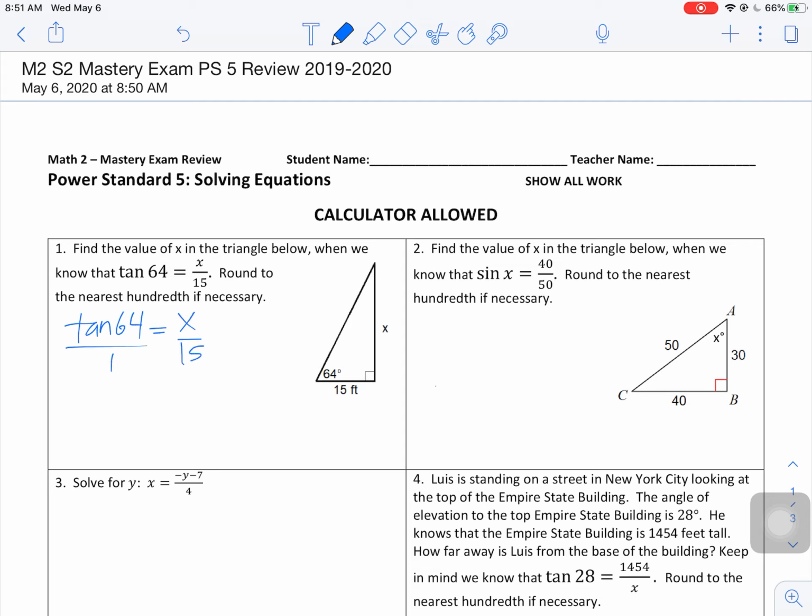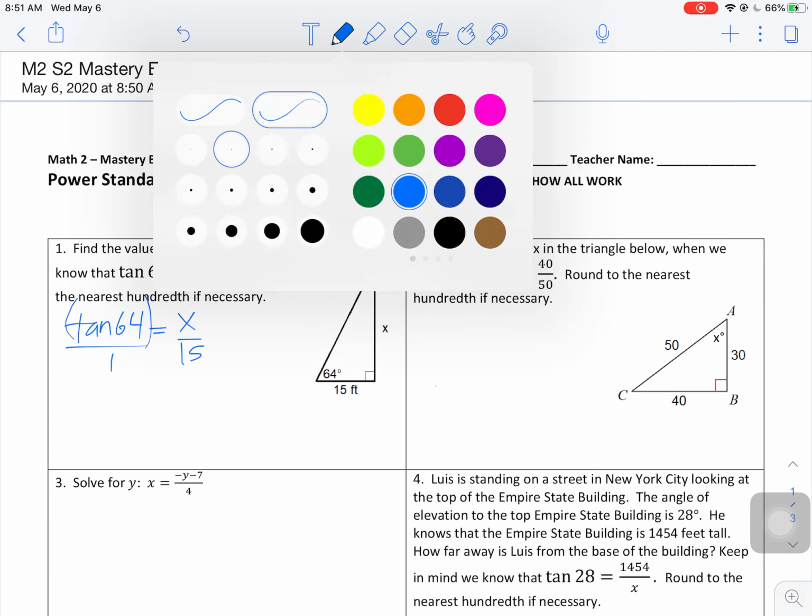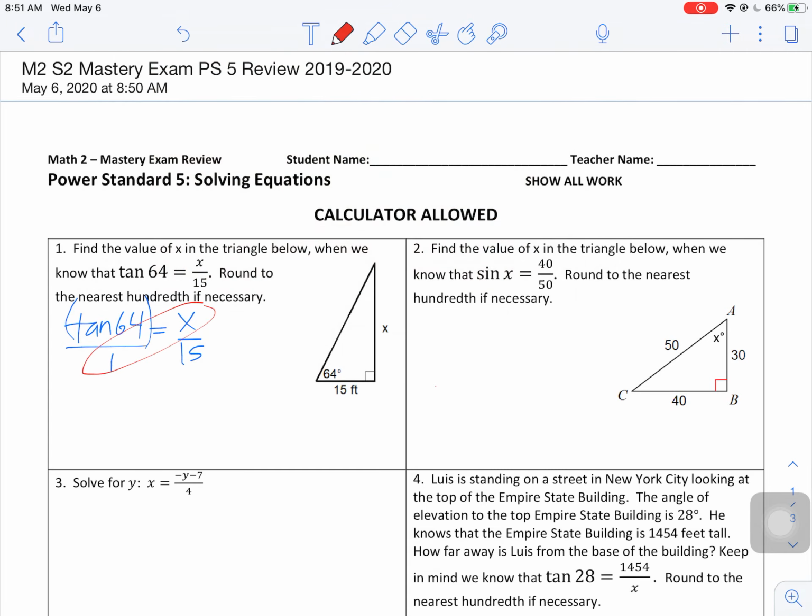So I'm going to put the tangent 64 over 1. If it helps you, maybe put the tangent 64 in parentheses to remind yourself that the tangent is kind of glued to the 64. And then you're going to cross multiply. So 1 times x is x, and then 15 times tangent 64 goes on the other side of the equal sign. Make sure your calculator is in degree mode.